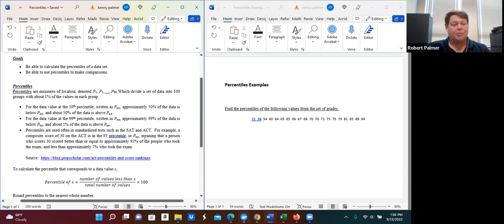That means that a person who scores 30 or better on the ACT has scored better than approximately 93% of the people who took the ACT. In other words, if you score at the 93rd percentile, you've scored better than approximately 93% of people who take an exam. And that also means about 7% of the people have scored better than you did. And once again, this is the source for that data.